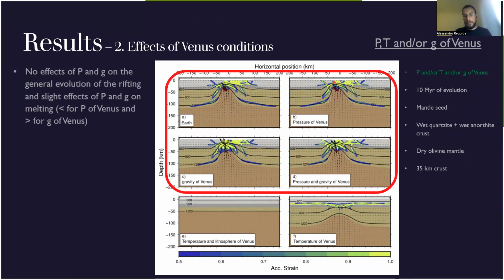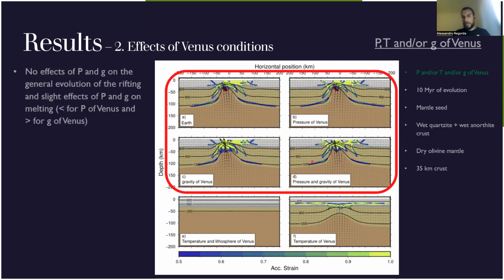If we consider the surface pressure of Venus, the pressure at depth is higher, so the melting is less extended. On the contrary, for the gravity of Venus, which is lower, the pressure at depth is lower than on Earth. So in this case, the area characterized by partial mantle melting is more extended.